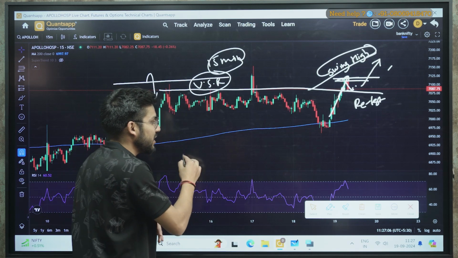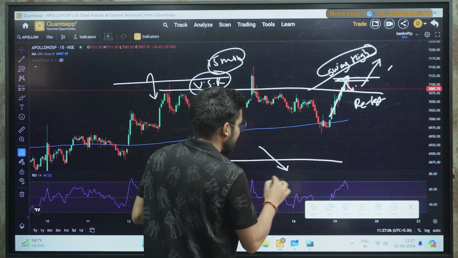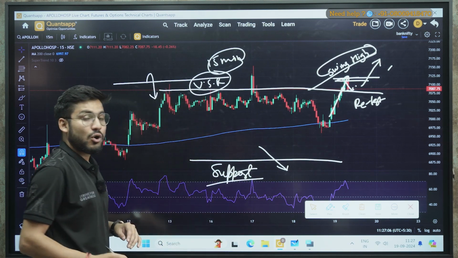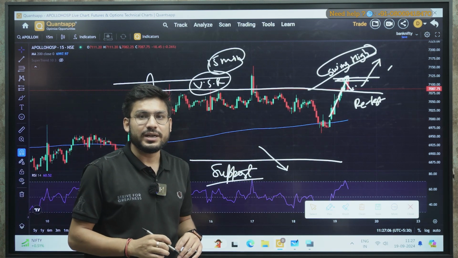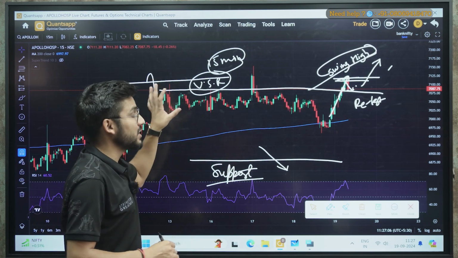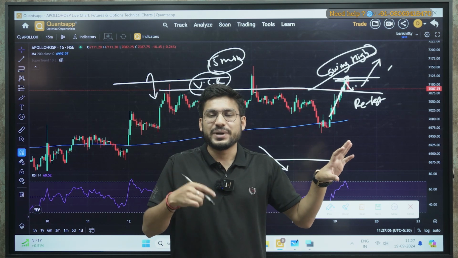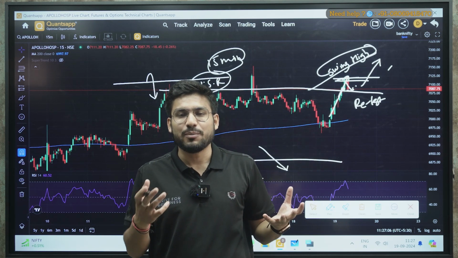And similarly, if there is a breakdown of a support, you will get that indication also in the trap indicator, right? So this was all about the trap indicator and how you can find the support breakdown or the resistance breakout with the help of that, right?